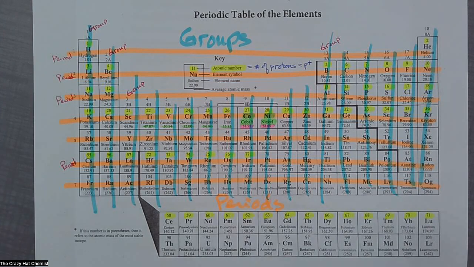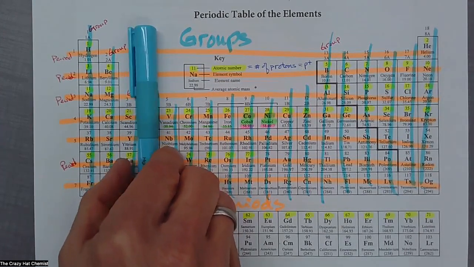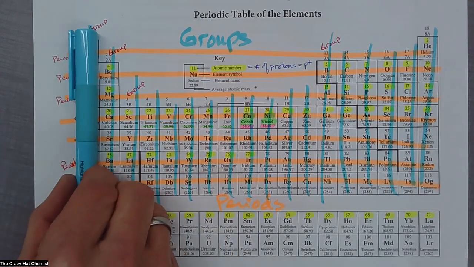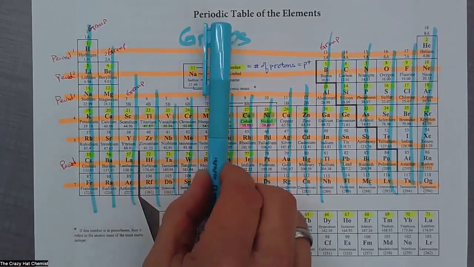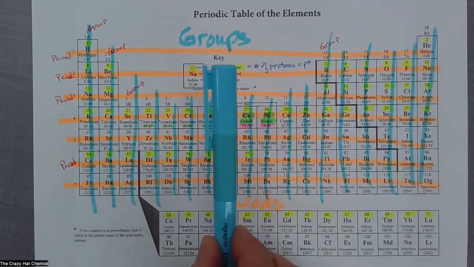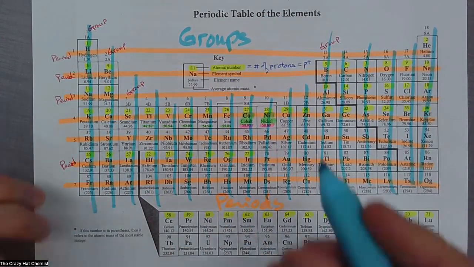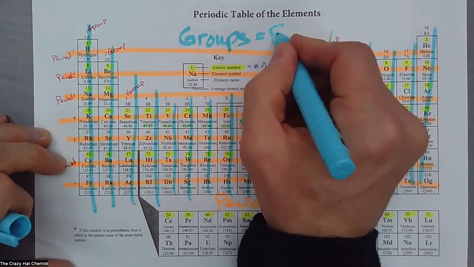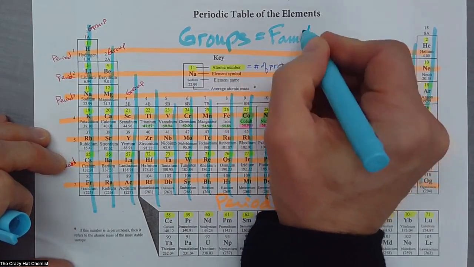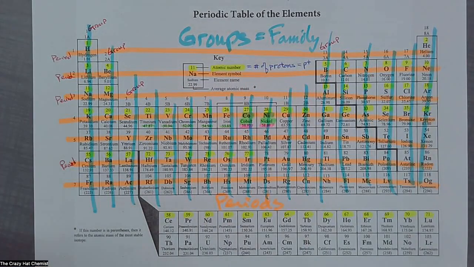So these groups are vertical columns, and the reason why the elements are organized into these vertical columns on the periodic table and are called groups, another name for this is a family. And typically, if you're in a family, then you have common similar things with other partners or elements within your family. So a group and a family have a lot of similarities. That's why it's called a group or a family.